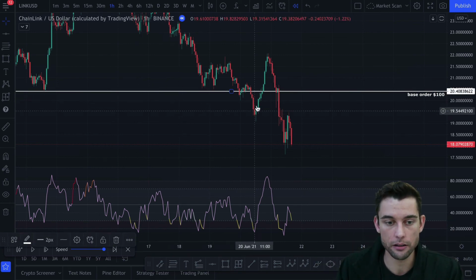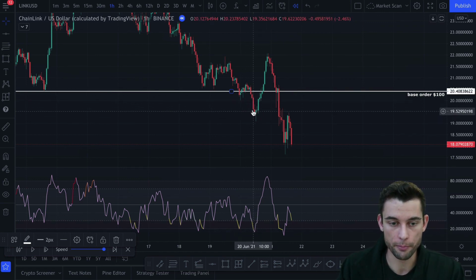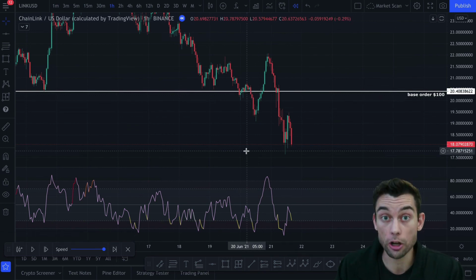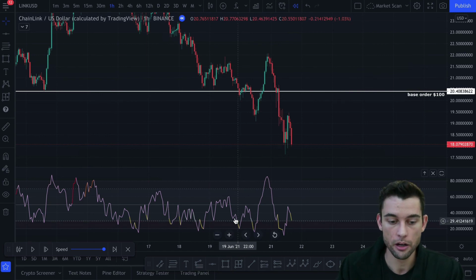So it's not going to wait until the RSI is under 30 again to open up another trade. That's not how it works. It works by opening up the trade, starting the trade by the deal start condition, when the RSI goes under 30.